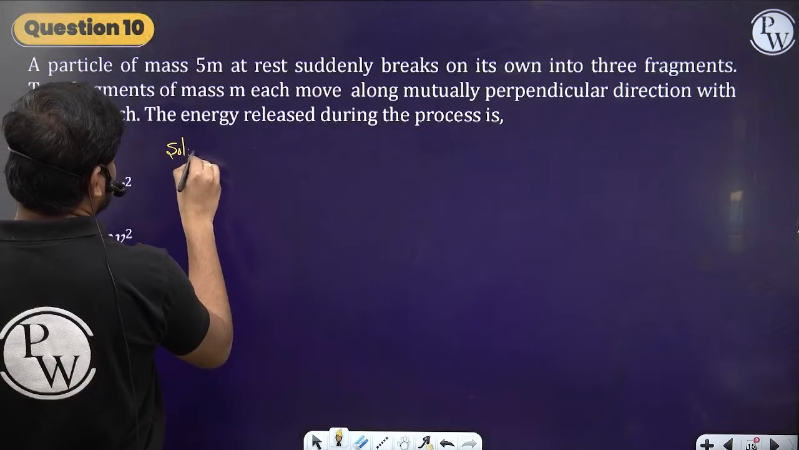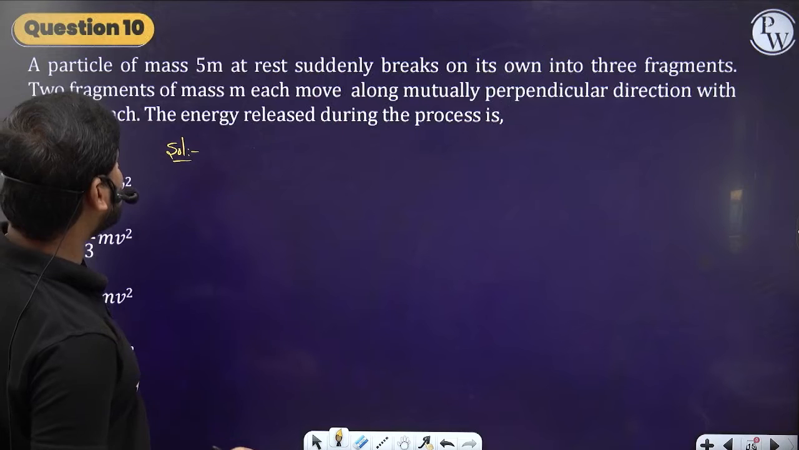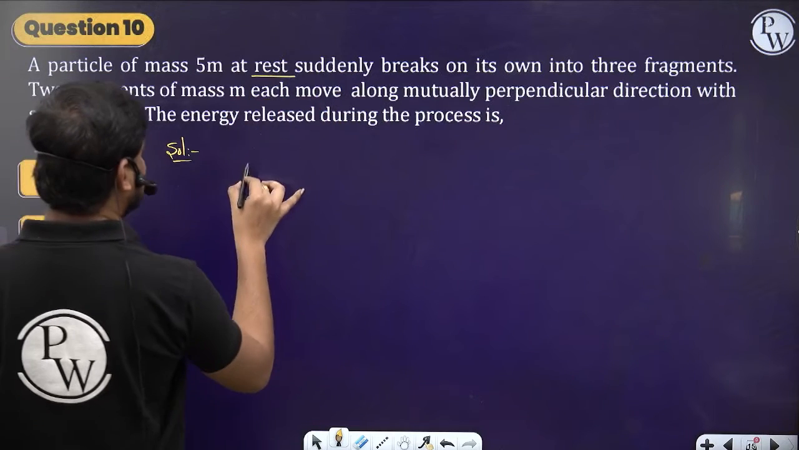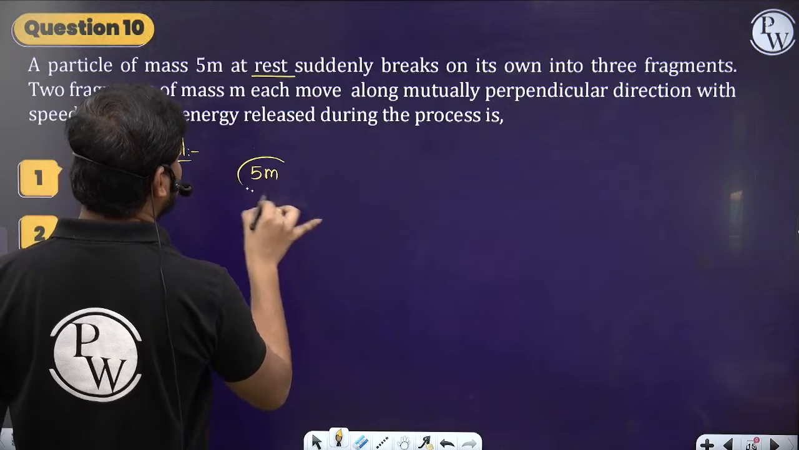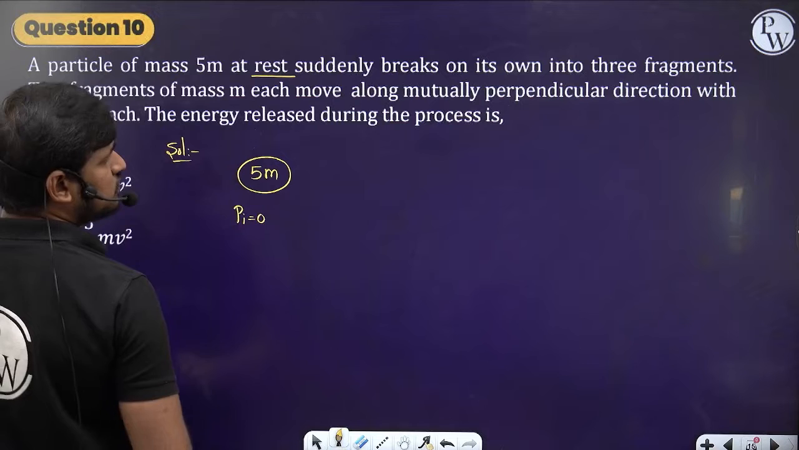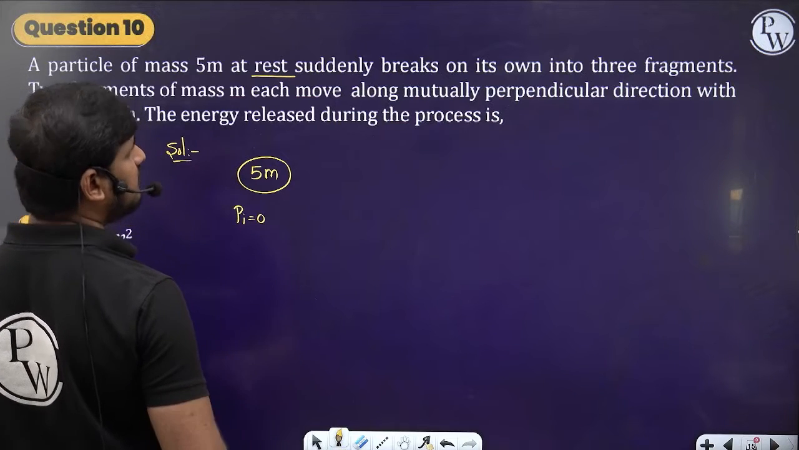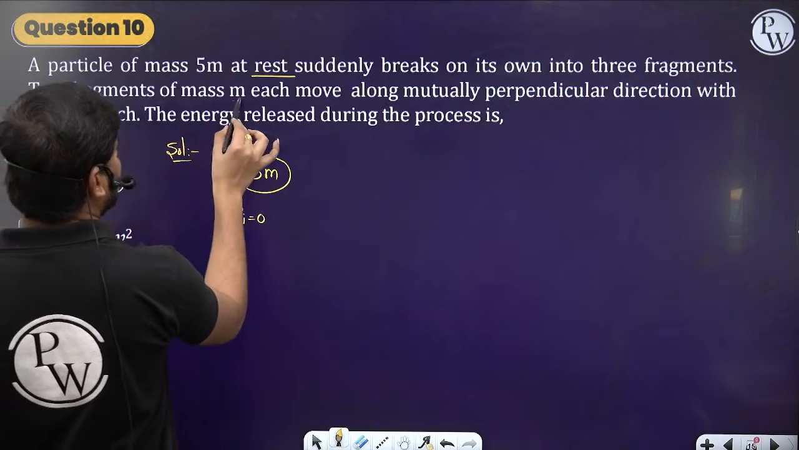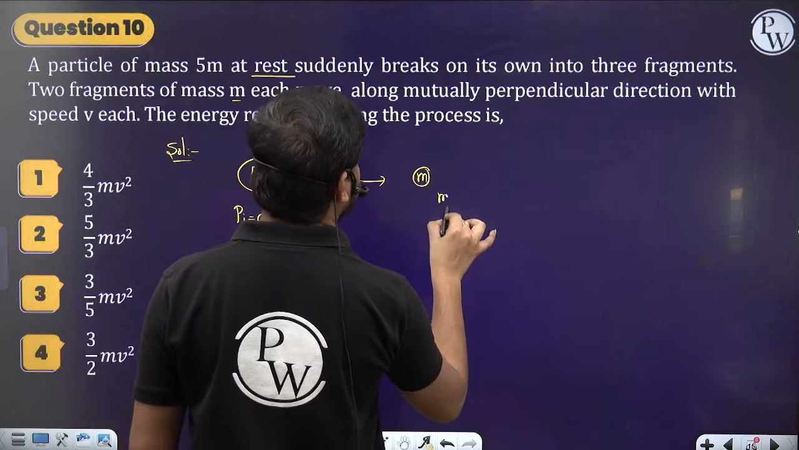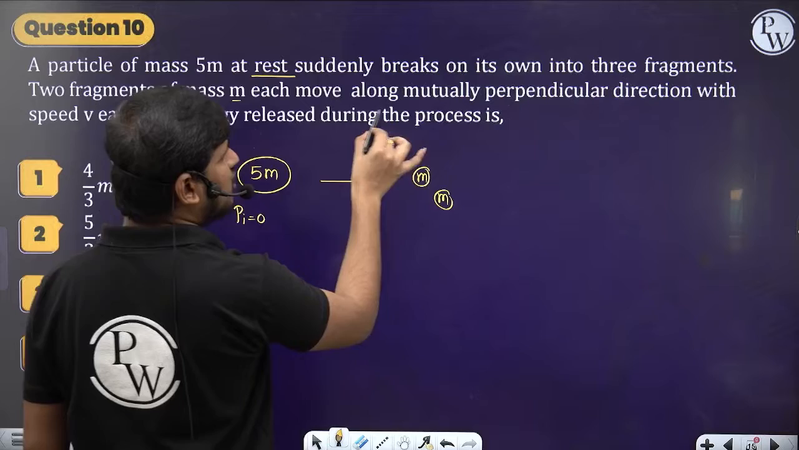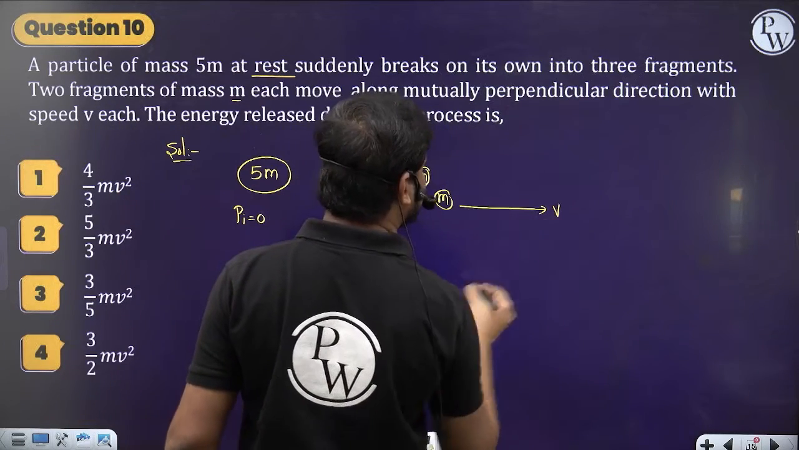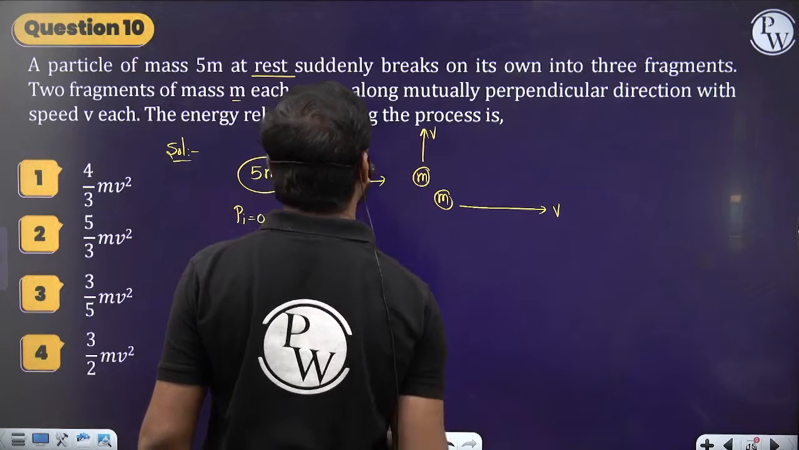So what's the next question? A particle of mass 5m which is at rest suddenly breaks. Initially it is at rest, so its initial momentum is 0, right? It breaks into 3 fragments. Two fragments of mass m each move along mutually perpendicular directions with speed v each. So this is moving with speed v and this is moving with speed v, right?